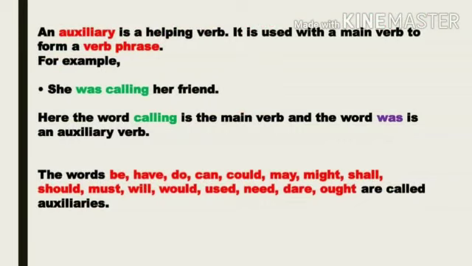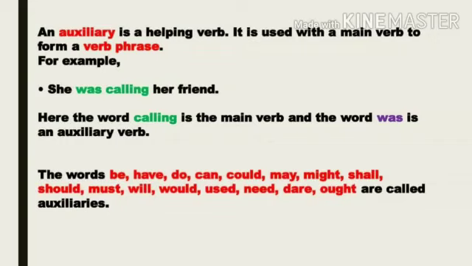Dear students, in your previous classes, you have learnt about verbs. A verb is a word in a sentence which expresses the action going on. While framing a sentence, we need two kinds of verbs. The first one is primary verbs and the second is auxiliary verbs.